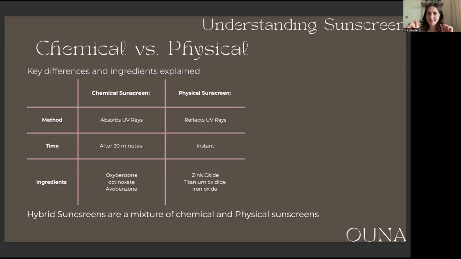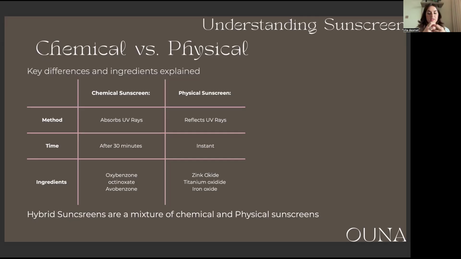Physical sunscreen, on the other hand, or mineral sunscreen, maybe you've heard more about mineral sunscreens. These are physical sunscreens and they work as a reflection system. So instead of absorbing the sun rays, they reflect them back. The best thing about this is that it works instantly. At the moment you start to apply it, you will have an instant effect. The best thing about this as well is that it does not transmute into heat.